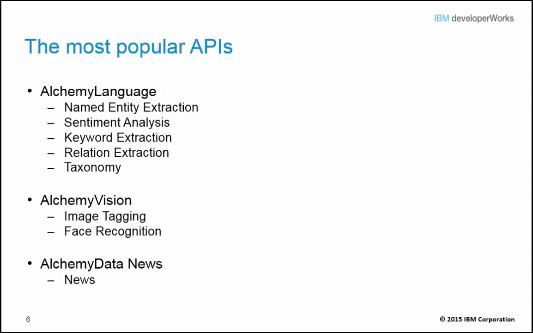AlchemyData News indexes more than 250,000 English language news and blog articles every day, with historical search that is made available for past 60 days. You can query the News API directly, going beyond simple keyword-based searches. You can retrieve counts as well as article content that enables you to add predictive features into your application.